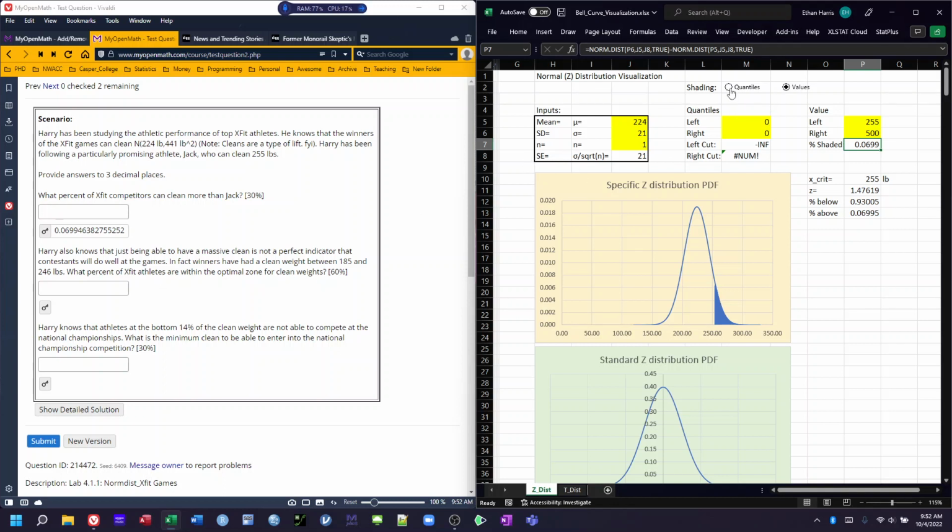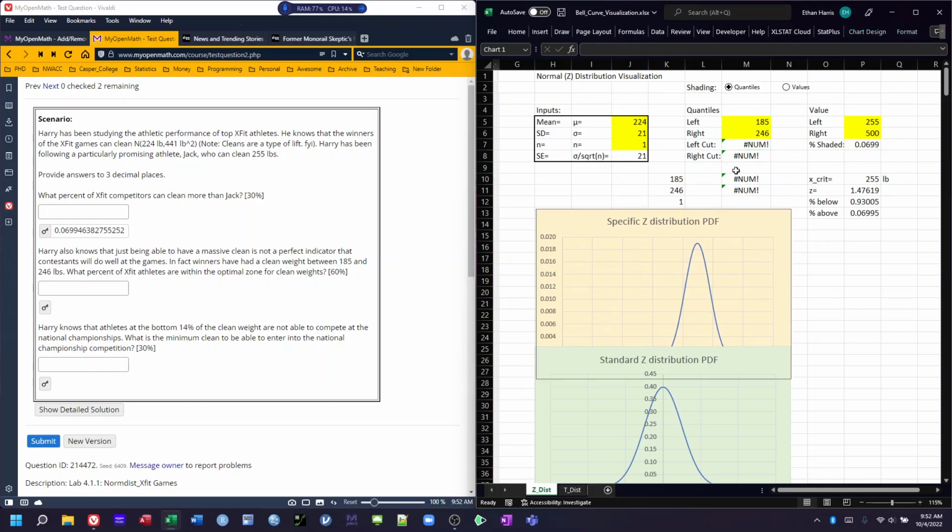Okay, so let's go ahead instead. Let's look at some quantile stuff. And from the left side, the smallest end, we could put in 185. And from the right, or the biggest number, we'd want 246. And the area between this, let's see. It is not being, let's see. I have an error going on.